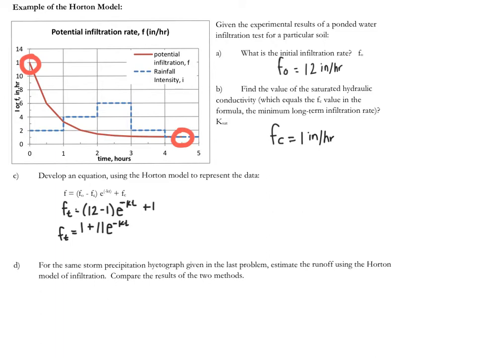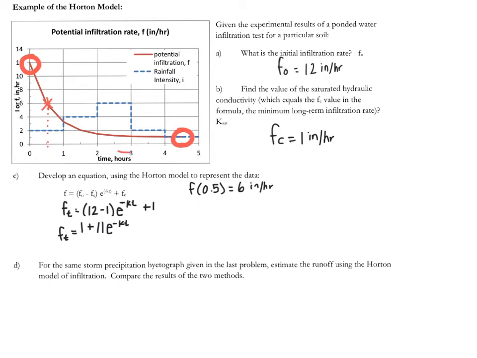To use this equation, though, we need to figure out the k, that decay rate. So I'm going to look back at my graph and pick out another point. I'll write it down here first and then go mark it on the graph. I'm going to use F at time 0.5 hours is equal to 6 inches per hour. Looking back at that chart, I've picked out this starred point here, which is at 0.5 hours and has an infiltration rate of 6 inches per hour.